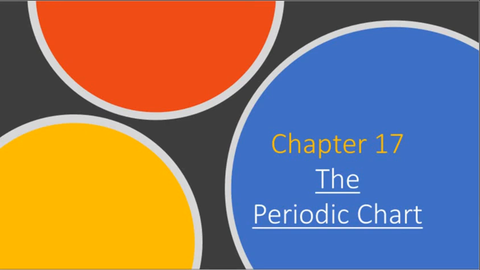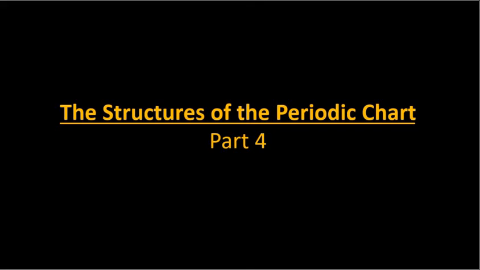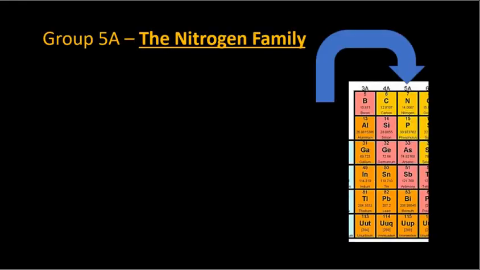Welcome back, ladies and gentlemen, to Chapter 17, the Periodic Chart. We are today going to be talking about the structures of the periodic chart, Part 4. Yesterday we talked about the boron and carbon families. Today we're going to talk about the nitrogen family.